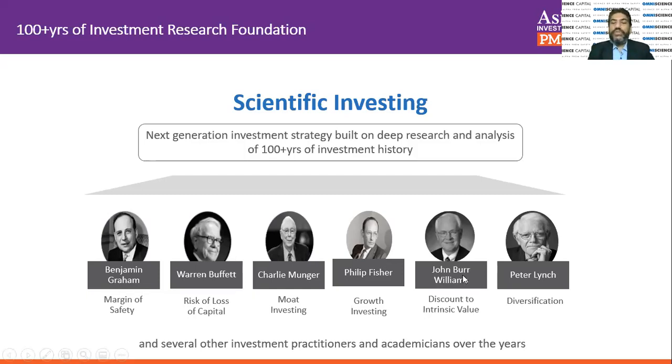John Burr Williams, his name was not there, but how to calculate intrinsic value, the fundamental equations he developed initially, and now very sophisticated versions of that, much more evolution has happened on top of it. And the concept that you should buy at a discount to intrinsic value.